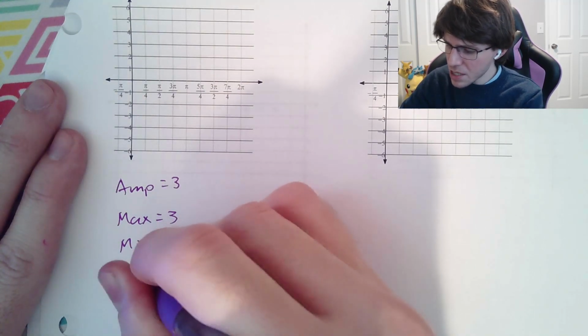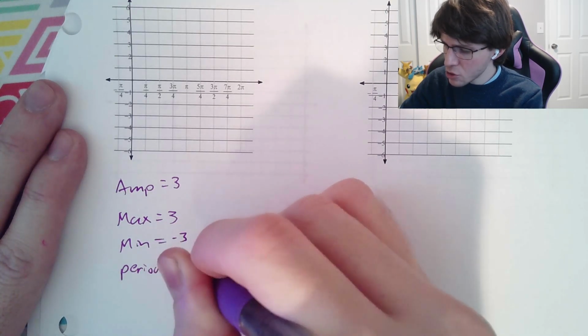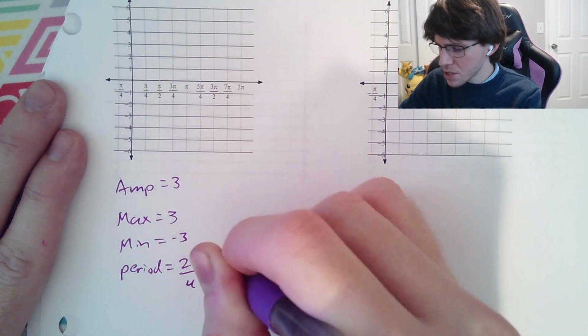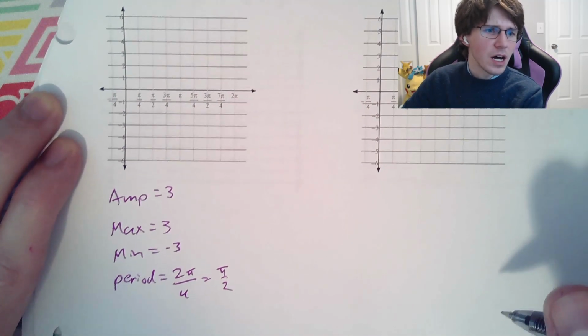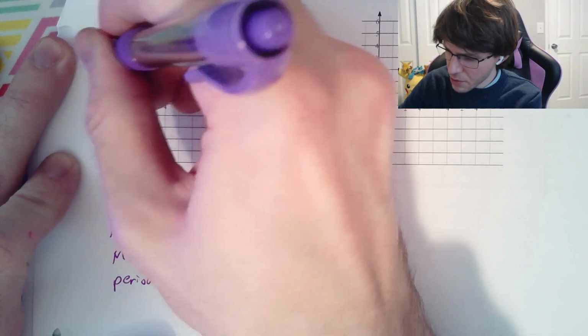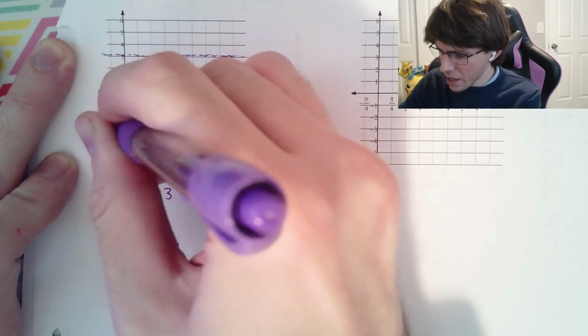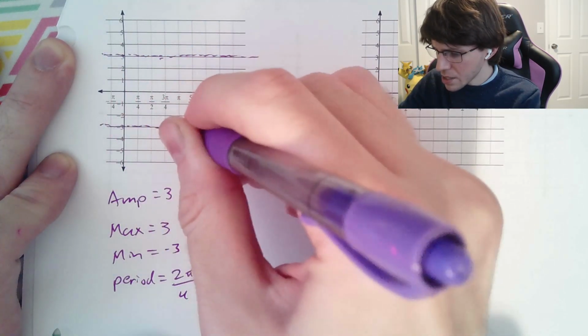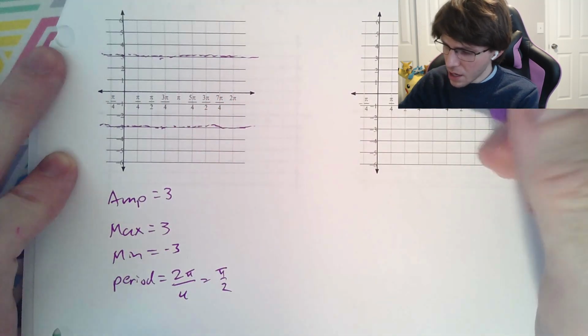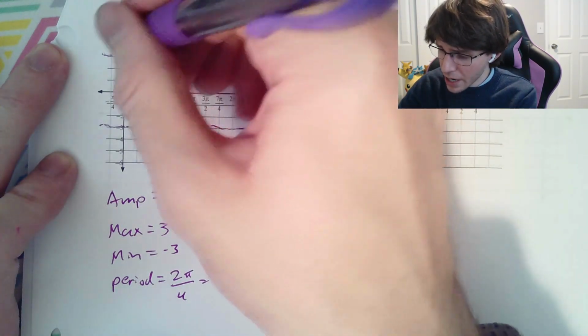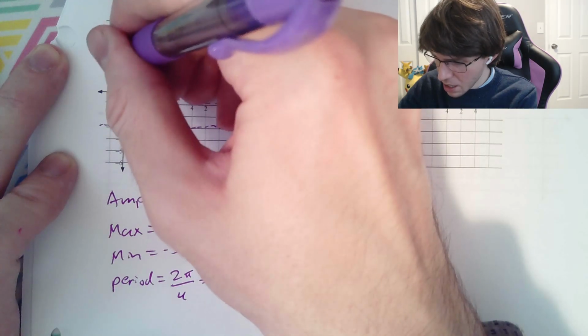And our period is exactly the same as the previous problem, 2 pi over 4, which reduces to pi over 2. So for this one, we're going to go ahead and put our 3 all the way at the top. We have that -3 at the bottom. And then it will go ahead and start as cosine. It starts up at the top.